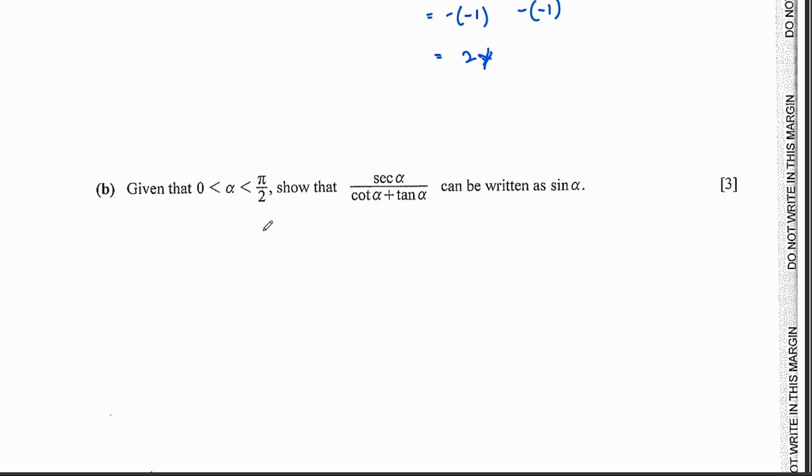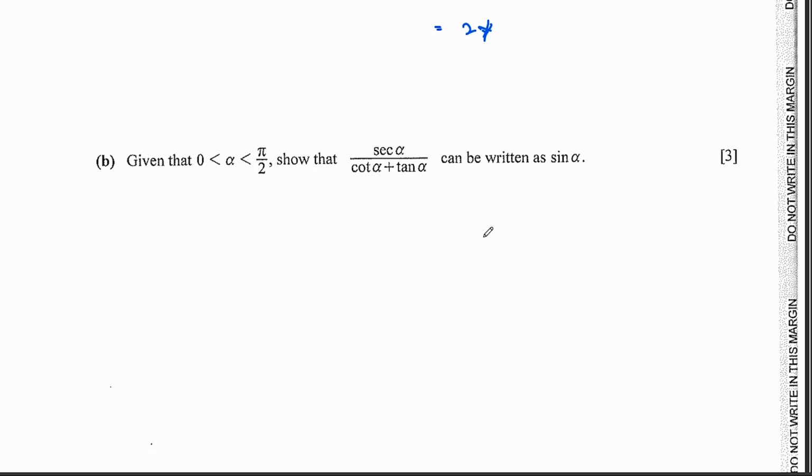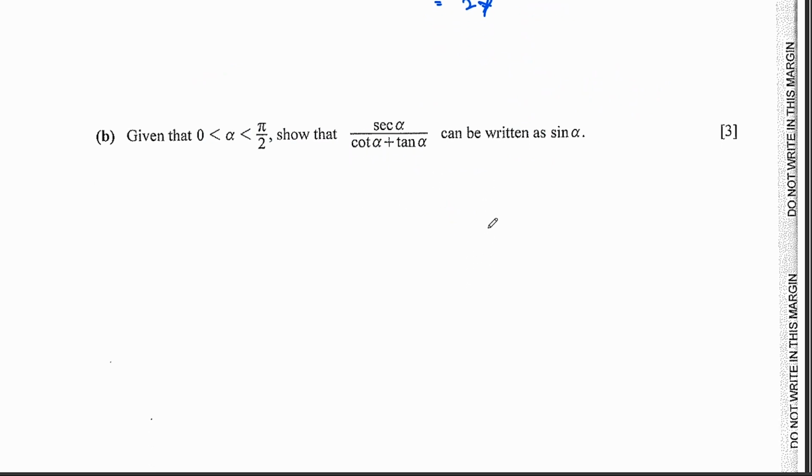Given that alpha is within these two angles, show that this expression can be written as sine alpha. Okay, so we have a few reciprocal identities here. Secant, look at the third letter, so that's 1 over cosine. Cotangent, the third letter is t, so that will be 1 over tangent. So let me just rewrite this, and I'll rewrite the tangent in sine over cosine form.